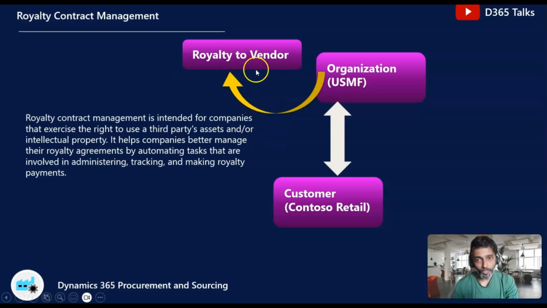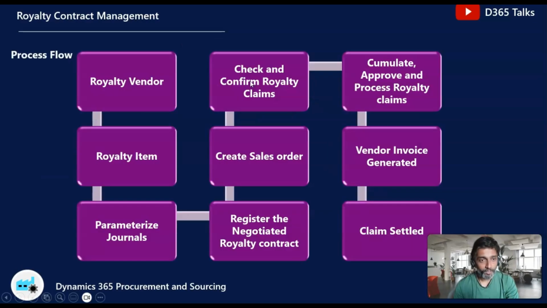The royalty to vendor is something which applies when an organization uses a specific third-party asset or an intellectual property from a third-party agent, using which if they manufacture any finished good or trade any finished good, then in those cases the organization, in this case it may be USMF, is liable to pay a royalty to the vendor. So whoever owns the license of that intellectual property needs to be created as a vendor in the system. That is important.